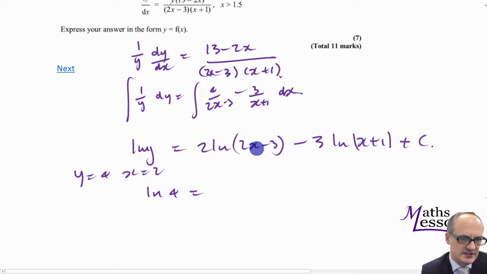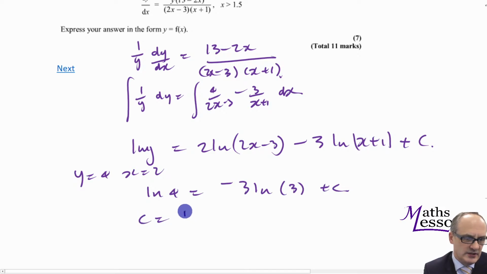Now, if I've got x equals 2, this is just going to be 2 times 2 is 4, minus 3 is 1, natural log of 1 is 0. So I'm going to get minus 3 natural log of 2 plus 1 is 3, plus c. So c will equal natural log of 4 plus, let's bring this up as a power, natural log of 3 cubed. So that's 27 times 4. I think that's 108. So c is natural log of 108.